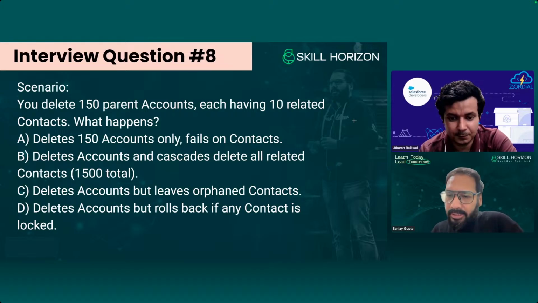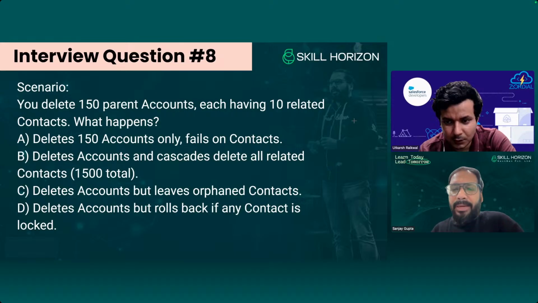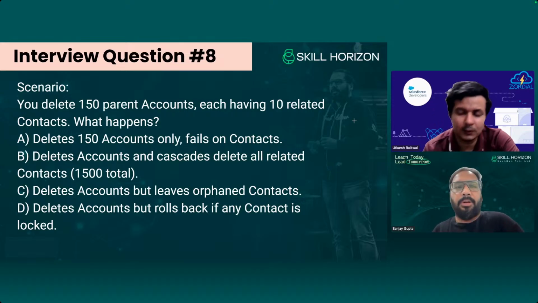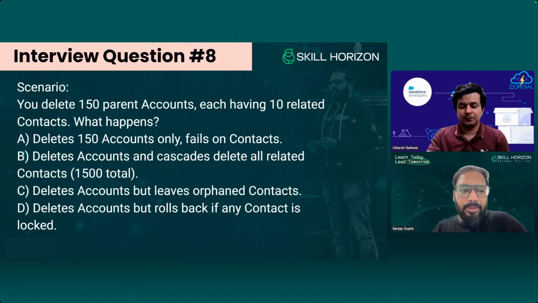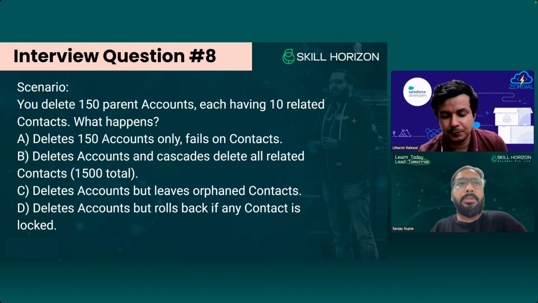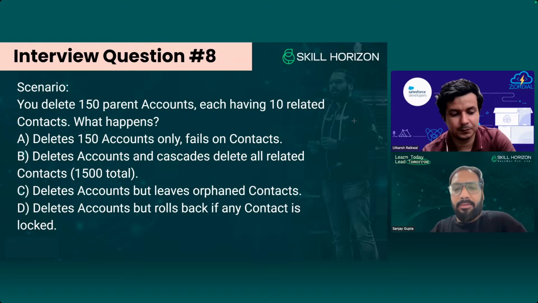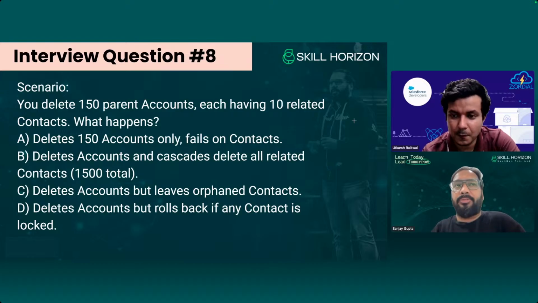So Amit is saying that if we have a master-detail relationship between account and contact, then there is a cascade delete option. Amit, this is available by default. If you delete an account, the contacts will be deleted automatically. This is a standard implementation from Sales Cloud. Still, you can have a try and test it out. Through code, you can create 150 records with 10 related contacts for each account, and then you can do a delete DML.